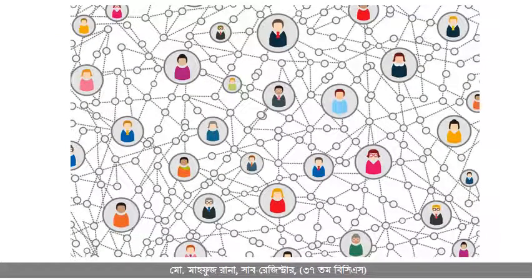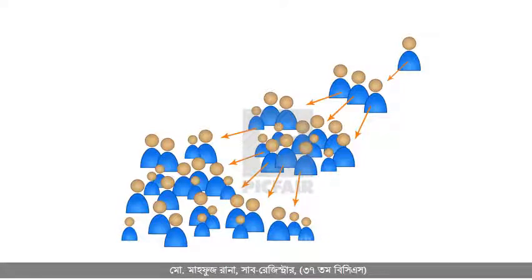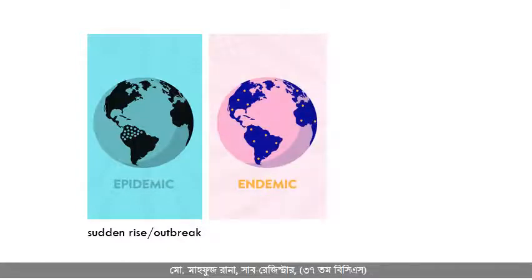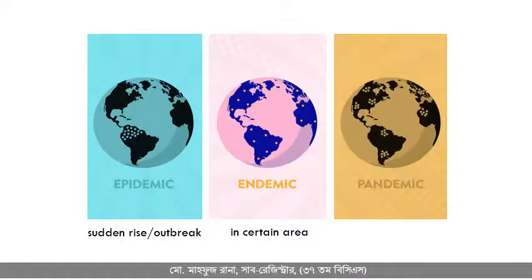Now in a nutshell, the terms again. Epidemic is a sudden rise or an outbreak of a certain disease. Endemic is a disease limited to a certain area. Pandemic is a disease that has gained a global nature and faster spreading.